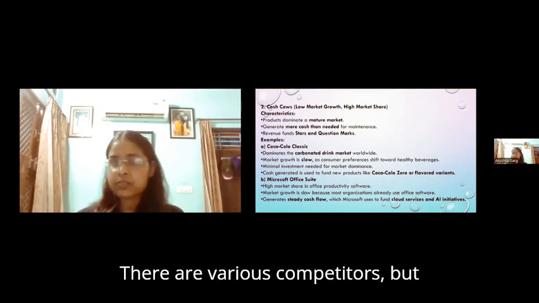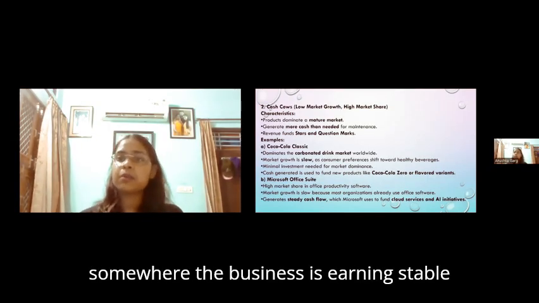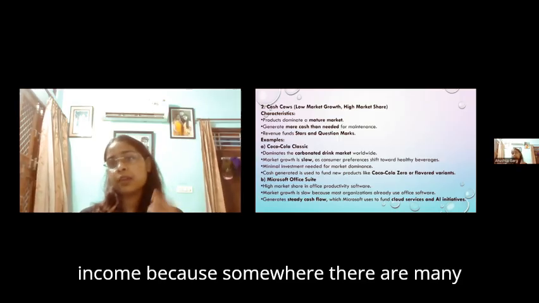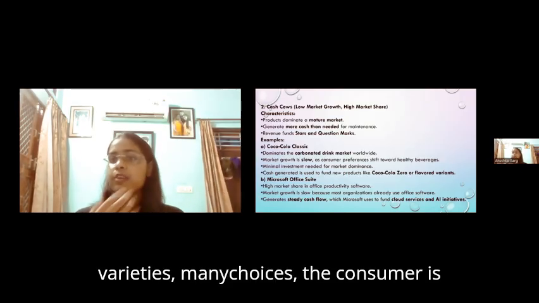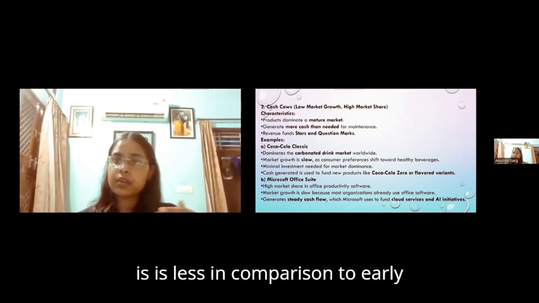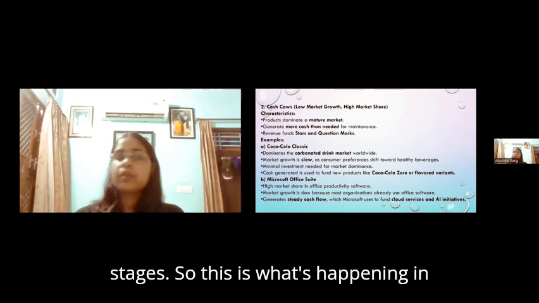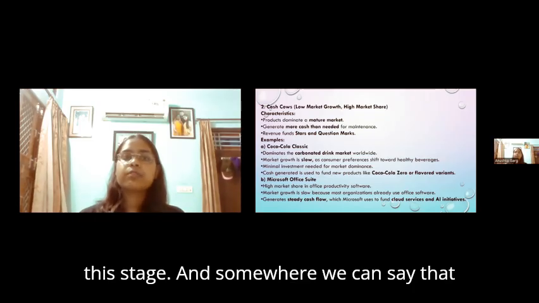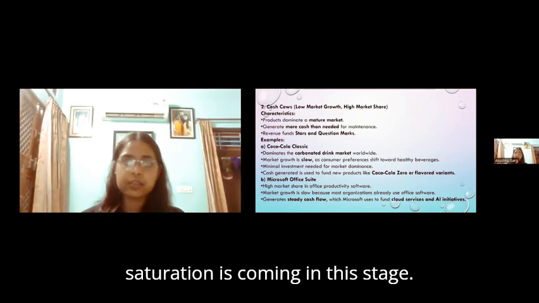There are various competitors. The business is earning stable income because there are many varieties, many choices. The consumer is shifting to those choices. The consumer base is smaller in comparison to early stages. So this is what is happening in this stage, and we can say that saturation is coming in this stage.